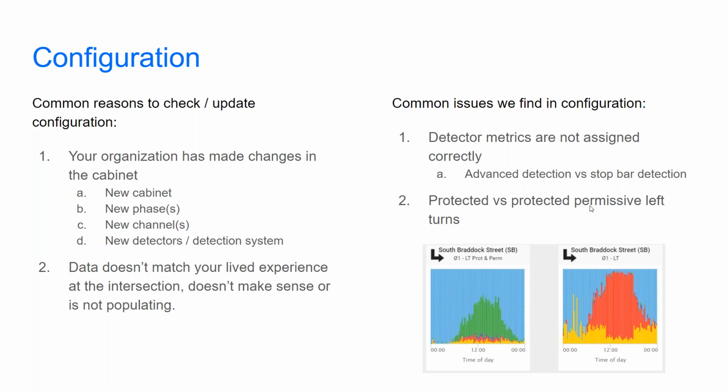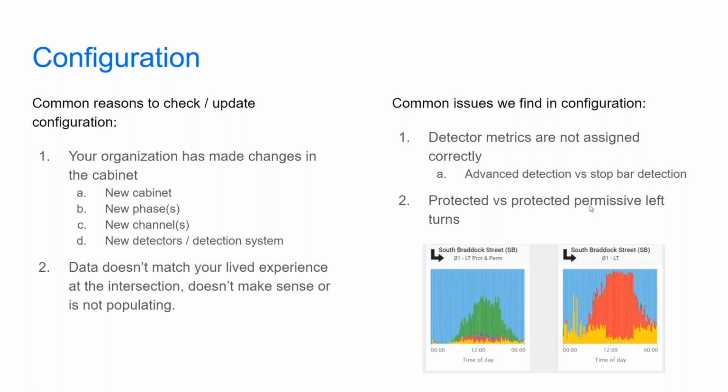The other one is protected versus permissive lefts. When a left turn is protected, there's often also a permissive version of the left on the through movement as well, and we need to make sure we're designating those properly. I'll show you that in a second here.